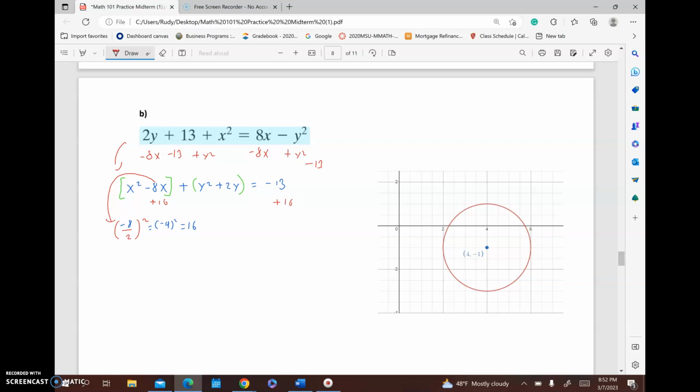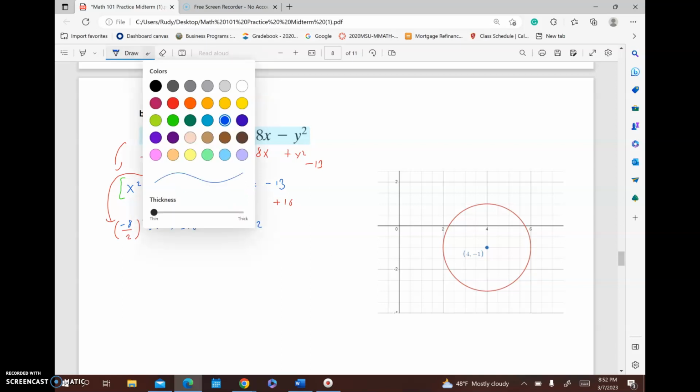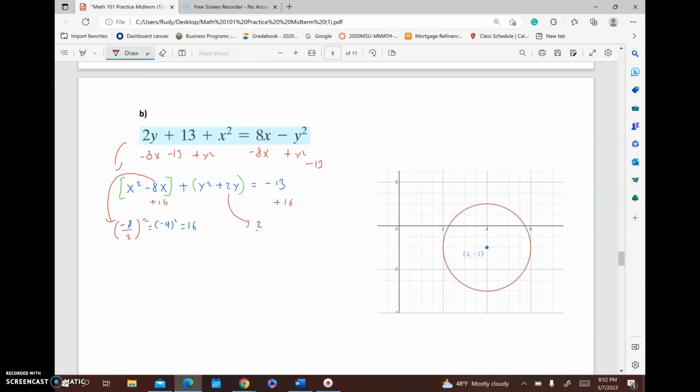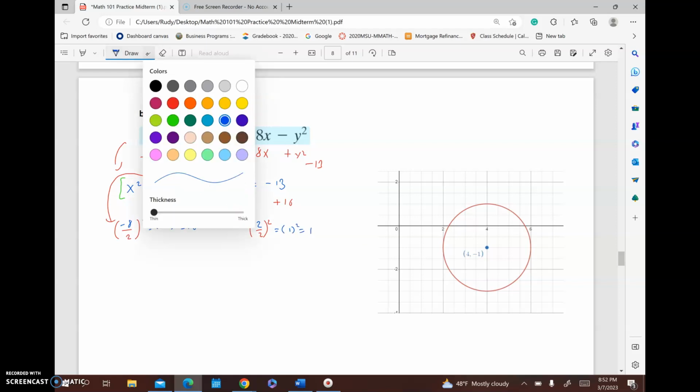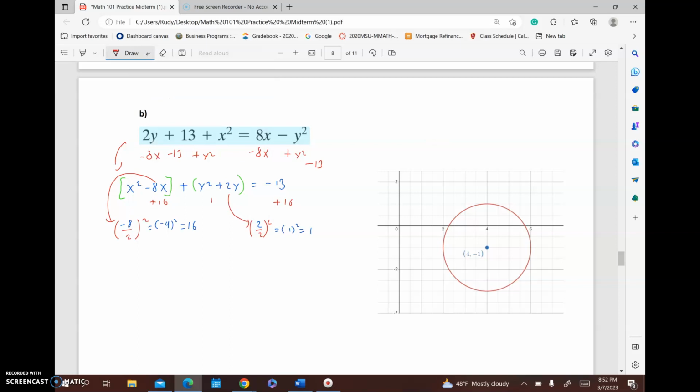The next portion, for the y's, is we check that we have a 1, and then the coefficient of the 2y. In this case, we're going to end up with a 2. We're going to be dividing it by 2 and then squaring it. So we're going to end up with 1 squared, or 1, which means that we're going to be adding a 1 and a 1.